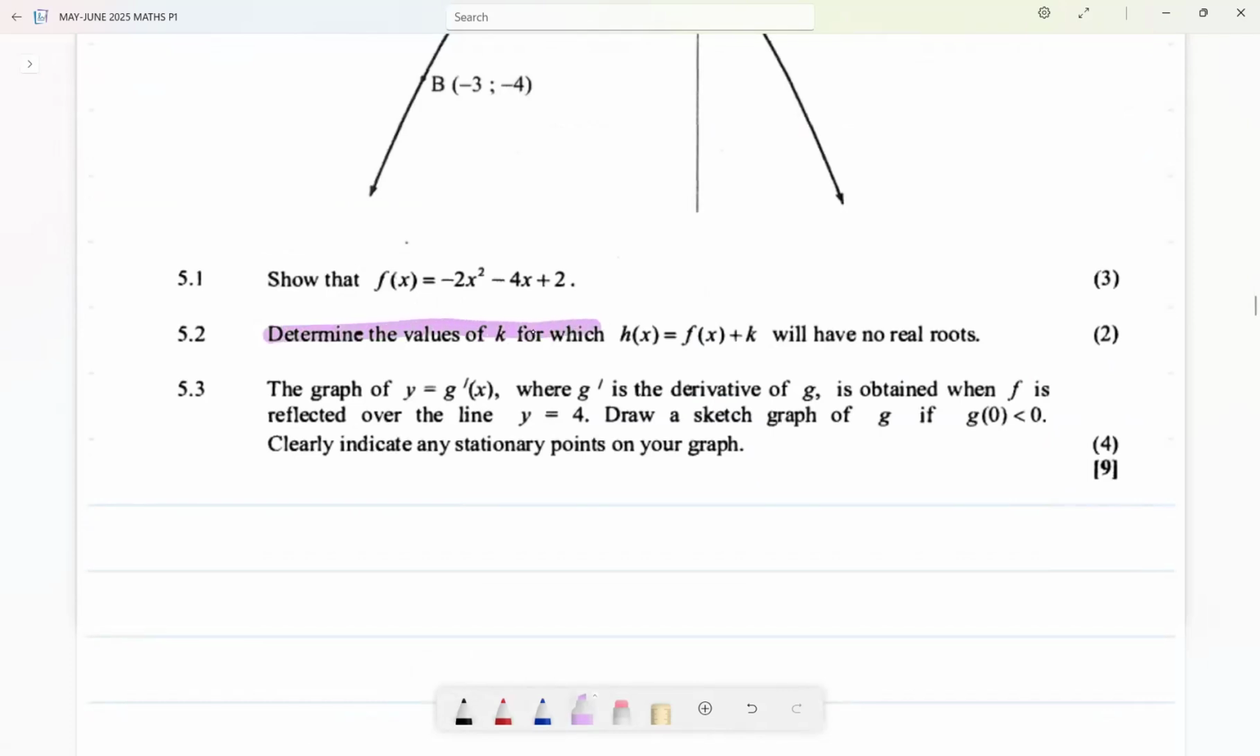5.2. Determine the values of k for which this one will have no real roots. So f of x plus k will have no real roots. Remember, these are real roots.